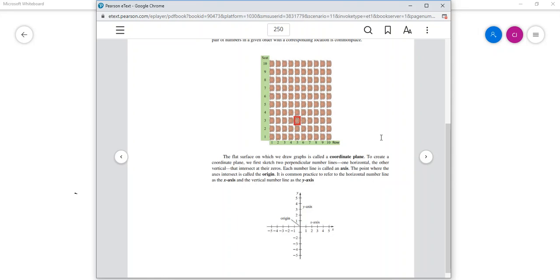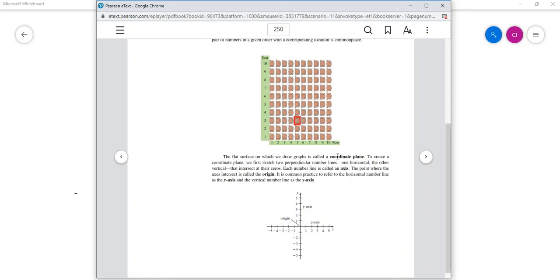So we could have another seat that would be 8, 9. So 8 would be row 8, and then we would go up to seat 9. So 8, 9 would put us right here. And then you could have 2, 6. So here we go, here to row 2, up to 6. So here's row 2. There's seat 6, so that would be the seat then that was 2, 6.